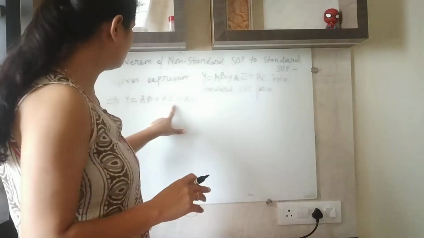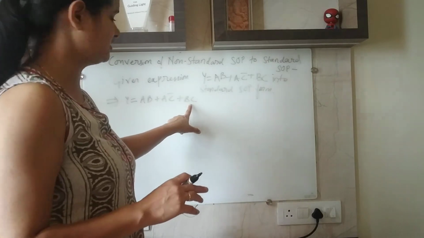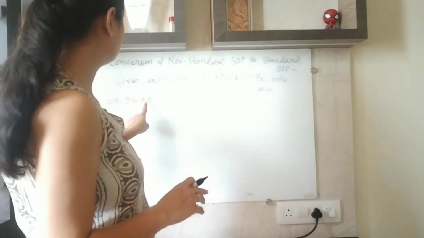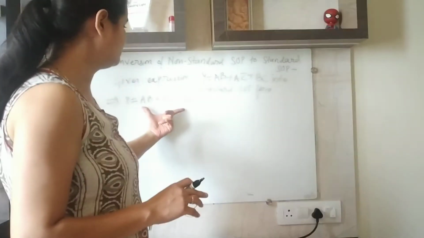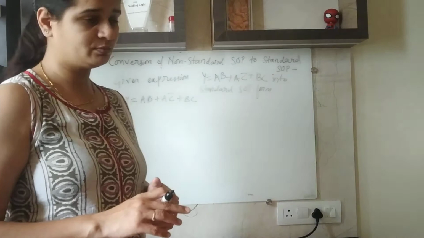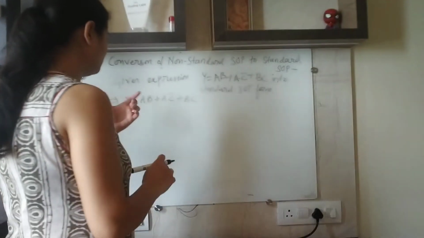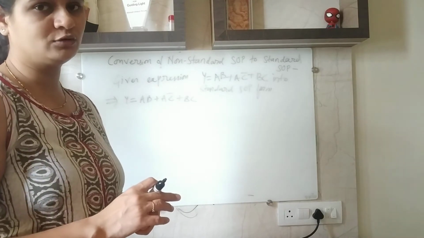But this SOP equation is non-standard, since 3 literals are there in this equation and all the 3 literals are not present in each term, right? So that's why this is non-standard SOP form and we have to convert this equation into standard SOP form, right? So to convert this non-standard SOP equation into standard SOP equation, we have to follow 3 steps.